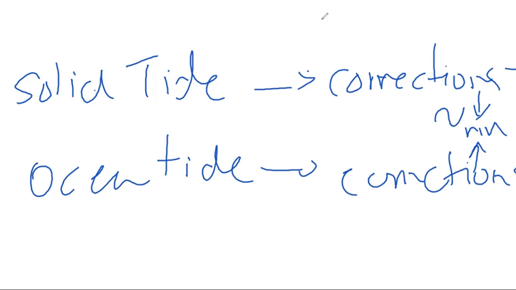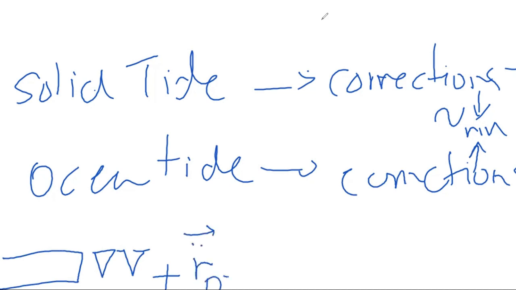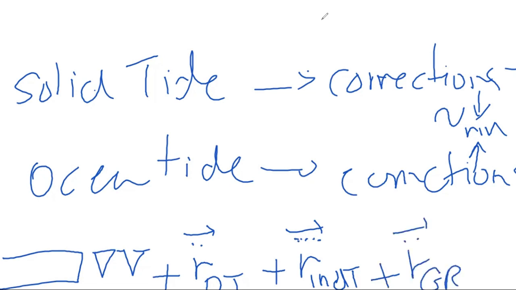So gravitation, we had transformations, we have the gradient of the potential plus direct tide plus indirect tide, and plus one is general relativity.